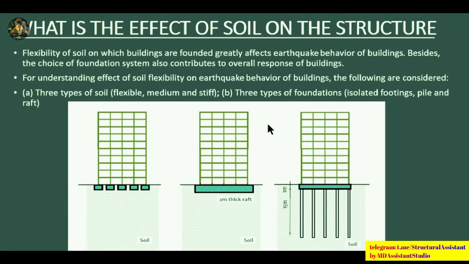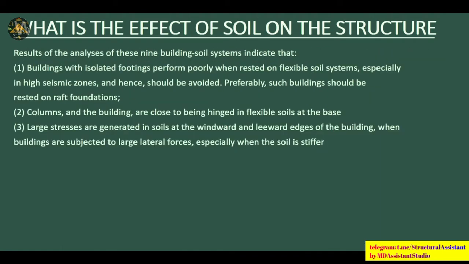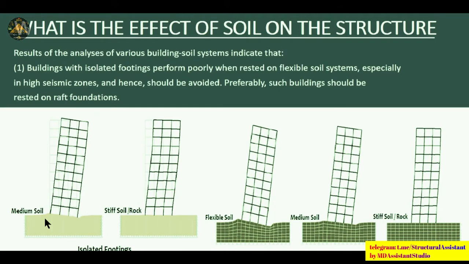After that, what is the effect of soil on the structure? The soil has a very major effect on structure behavior. Buildings with isolated footing perform poorly, especially in high seismic zones, and columns in the building are close to being hinged in flexible soil. Here you can see this is the medium soil behavior, this is the rock behavior. Here you can see that the building sways like this, and here there is a fixity, so the building sways like this.